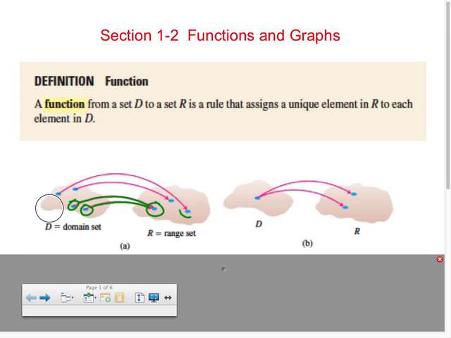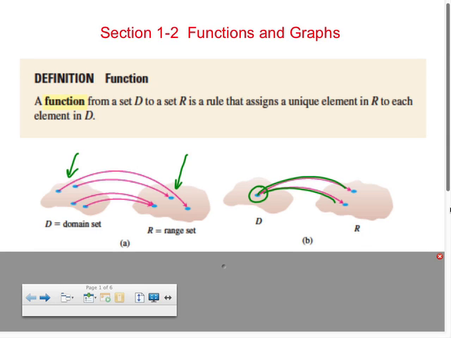But what you need to have is that each x, each number here on the left, can only go to one number on the right. It can't go to multiple. And that's where, if you look at the second picture, this is not a function because this element in the domain is getting matched up with two separate values in the range, and that makes it not a function.